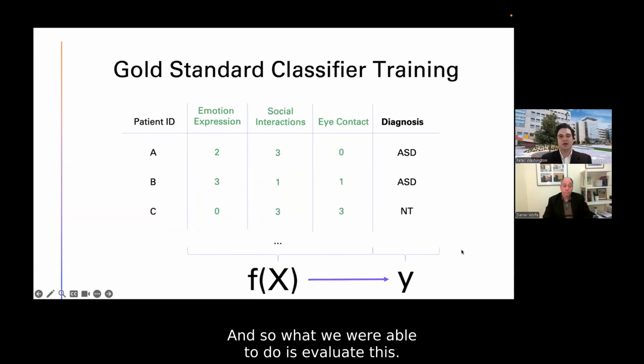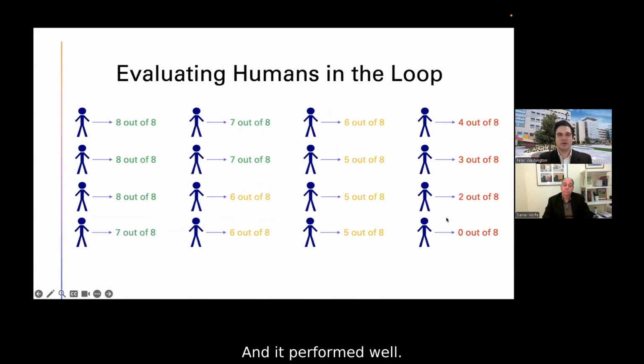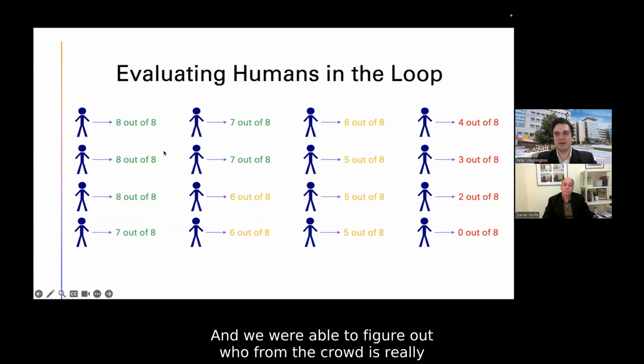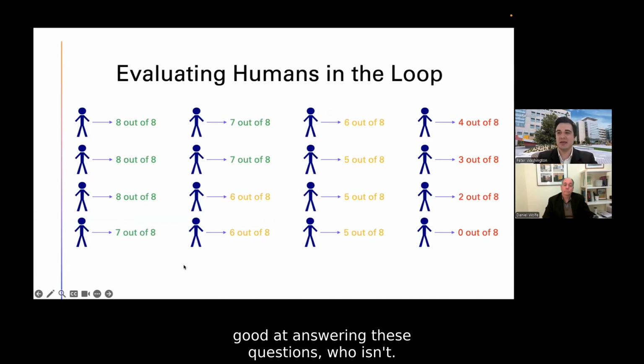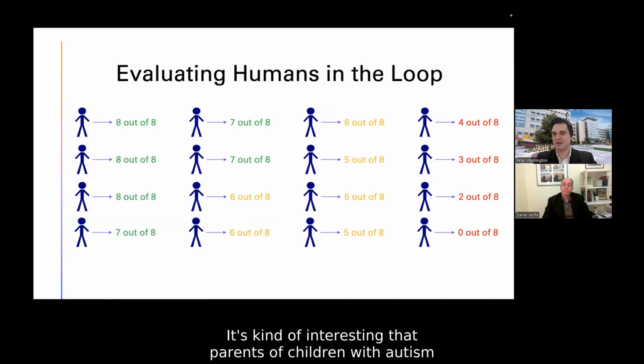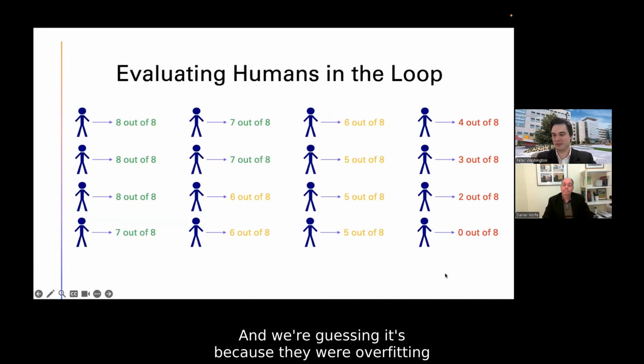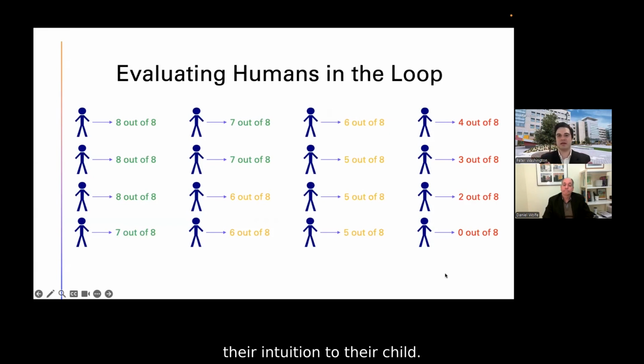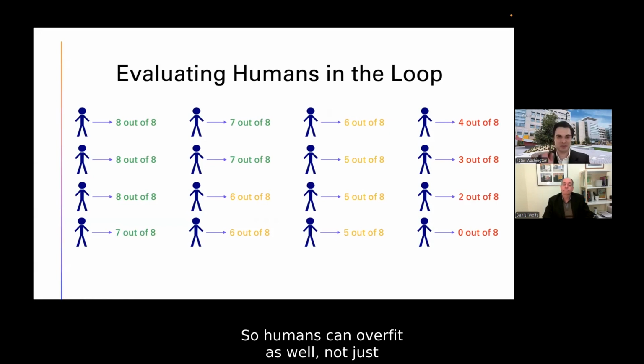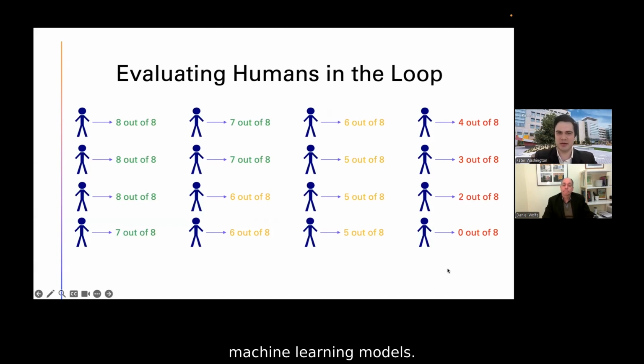And so what we were able to do is evaluate this, and it performed well. We ran some crowdsourcing experiments, and we were able to figure out who from the crowd is really good at answering these questions, who isn't. It's interesting that parents of children with autism were actually not too good at answering these, counter to our hypothesis. We were guessing it's because they were overfitting their intuition to their child. So humans can overfit as well, not just machine learning models. Anyways, we have a bunch of papers on that.